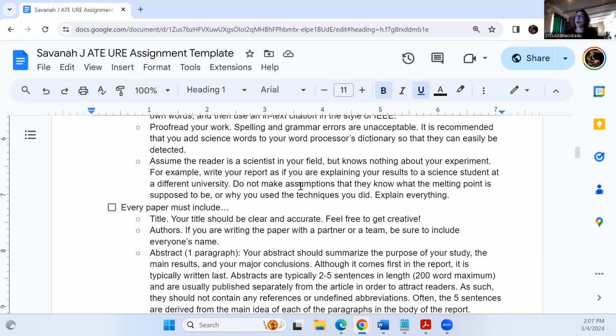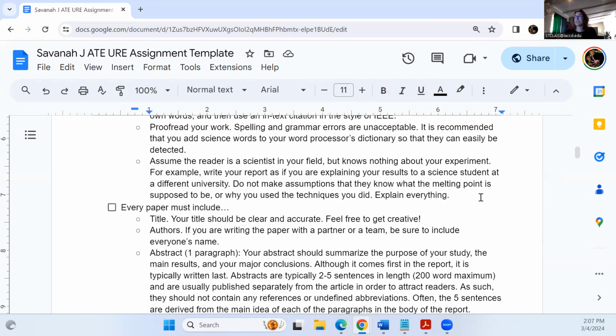And when you proofread, you can use your spelling and grammar checker, for example, if you have Microsoft Word as part of your student account. And if you do that and you come across science words that are not in the dictionary, it's a good idea to go ahead and click add so that those spelling and grammar checks go a little bit more quickly as you continue to work on your paper throughout the semester.